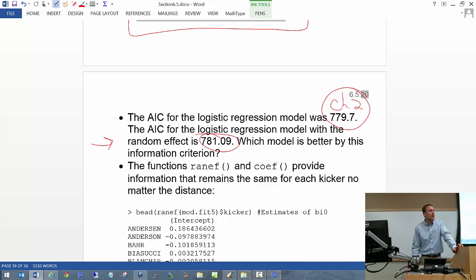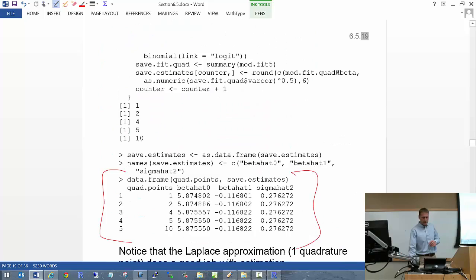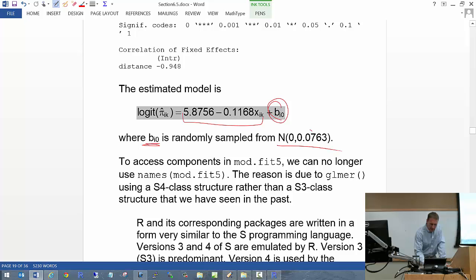Now, later in this section, we'll actually look at hypothesis tests for sigma squared. Because if you remember, in our model, back up there, let's say this sigma squared was 0. What does it say about the variability of the B's? It means basically every kicker is the same. And so it would make sense, if I wanted to check to see if I need that random effect, I could do a hypothesis test. Is sigma squared equal to 0 or not? And we'll do that later.